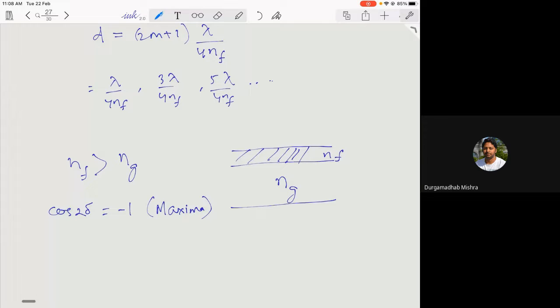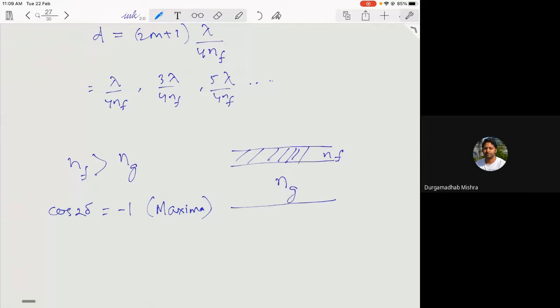So you will have a maxima. That means you are having a constructive interference, so that means you can make a surface more reflecting. You can also do that by just changing the refractive index of the coating. So if you want to make your glass more reflecting, you can have a coating with a material which has a higher refractive index.